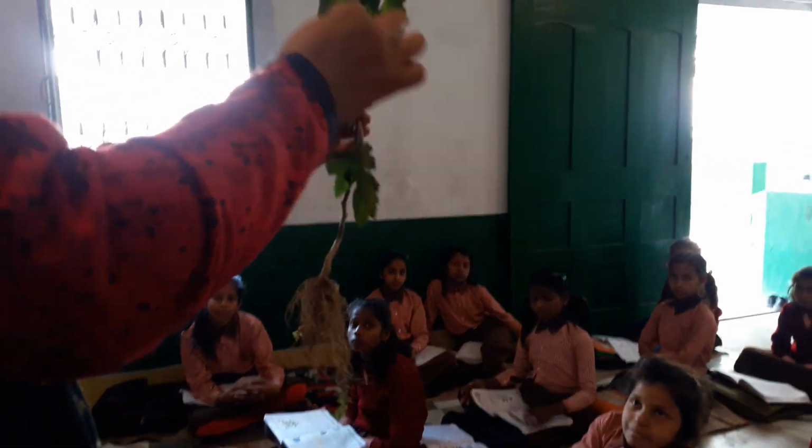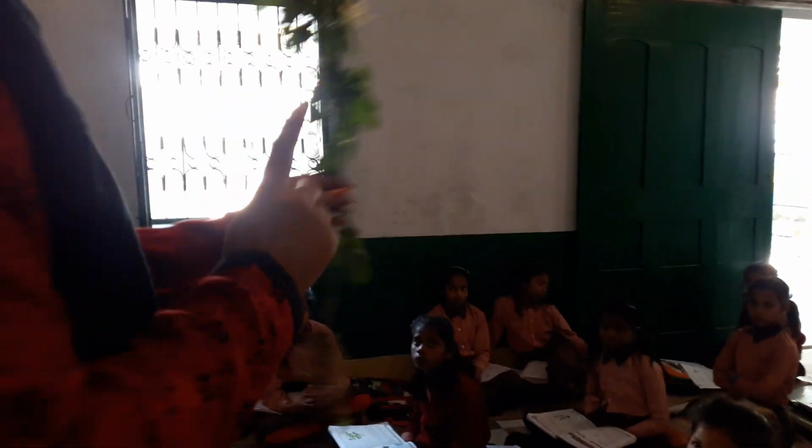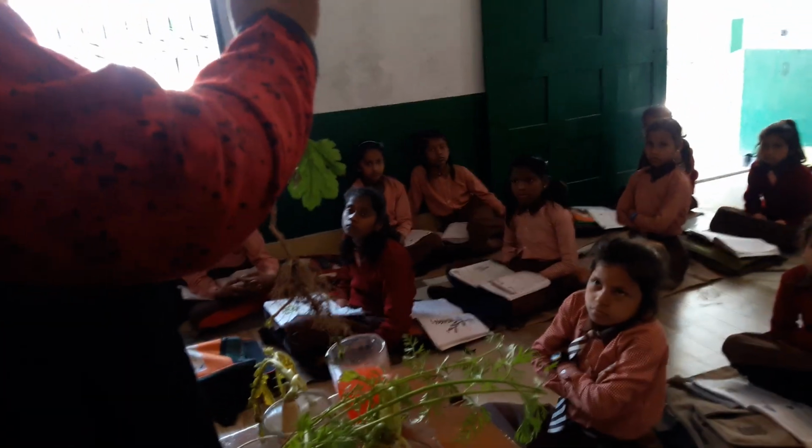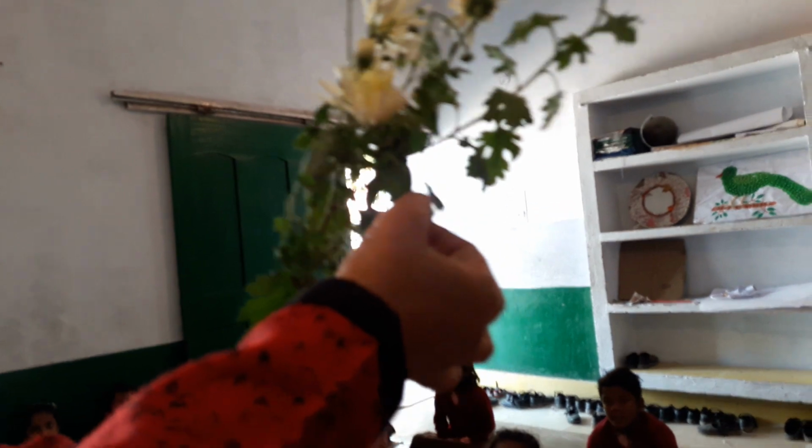And the second role of the stem is that when food is made by the leaf, it carries it to the whole part of the plant. And the third part of the plant is the leaf. What is this? Leaf. Why is it green in color? Chlorophyll. In the presence of chlorophyll, the leaf appears green.